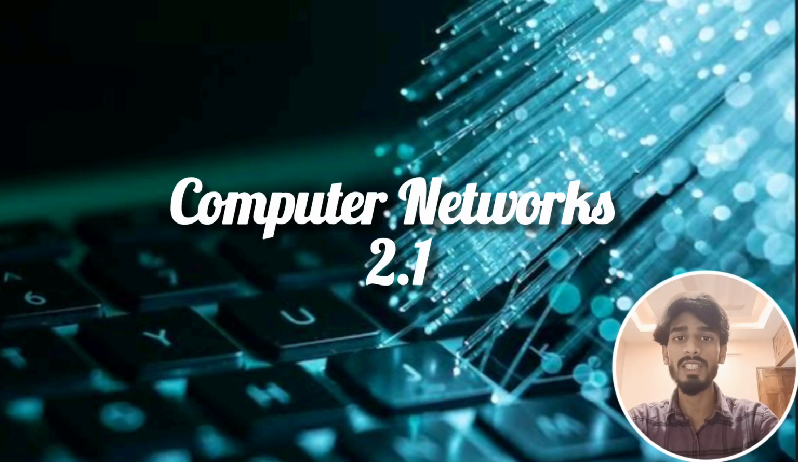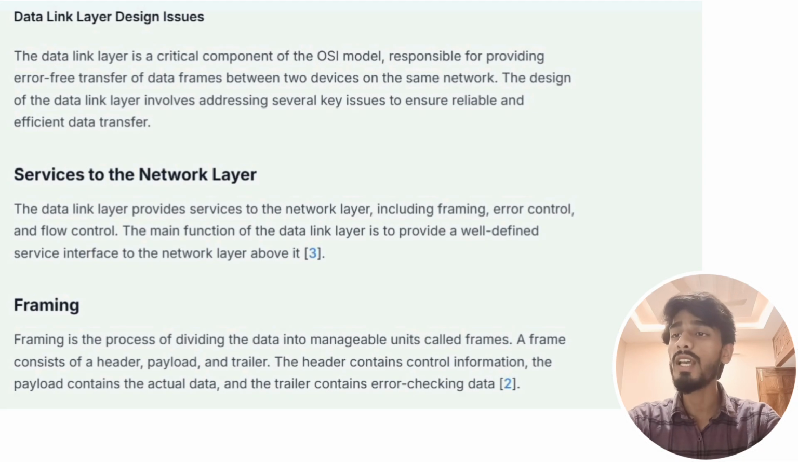This is our first lecture of our second chapter in computer networks. So let us start with data link layer design issues. Data link layer design issues. First of all, data link layer. It is a critical component of the OSI model, responsible for providing error-free transfer of data frames between two devices on the same network. The design of the data link layer involves addressing several key issues to ensure reliable and efficient data transfer.